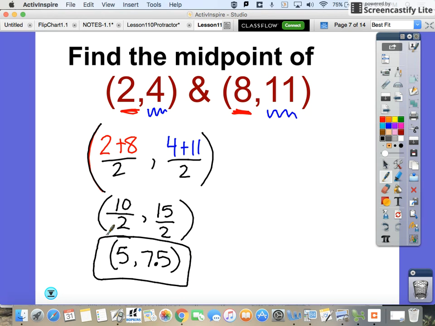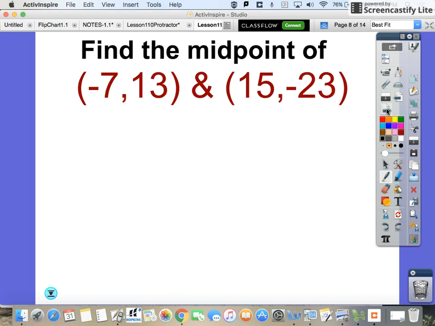And that kind of makes sense because 5 is halfway between 2 and 8. It's 3 more than 2 and 3 less than 8. And then 7.5 is 3.5 more than 4, and 3.5 less than 11. Anyway, 5 is halfway between 2 and 8. 7.5 is halfway between 4 and 11.